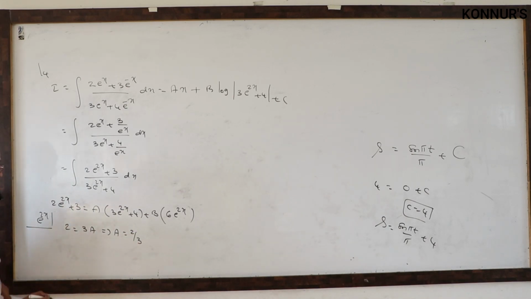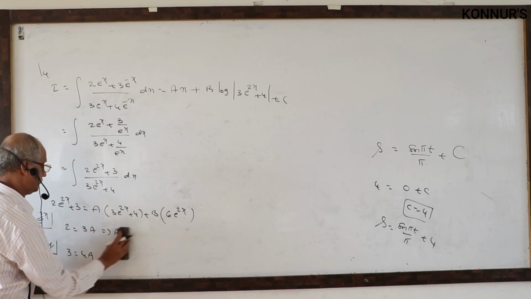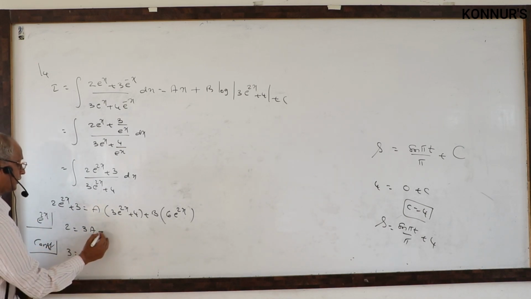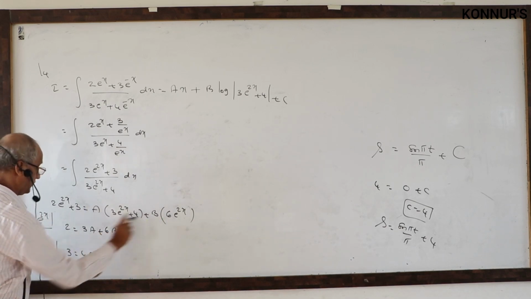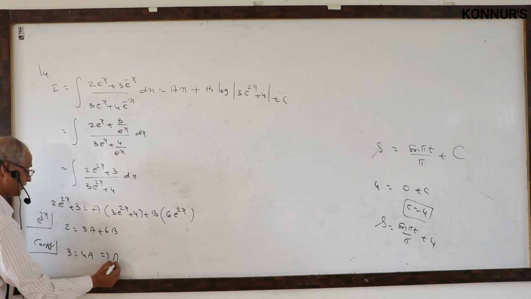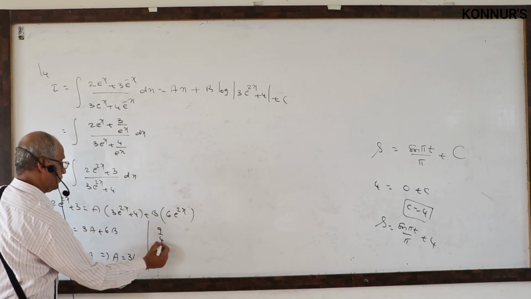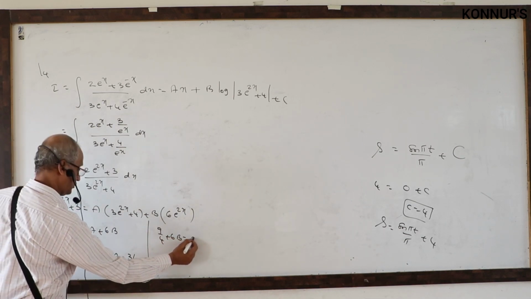Completed. Constants write down. 3 equals 4a. E power 2x terms: 3a, 6b. Okay, 6b. Constants you write 3 here, 4a. From this what is a value? 3 by 4. Write down this a value here. Then 9 by 4, 6b is 2.